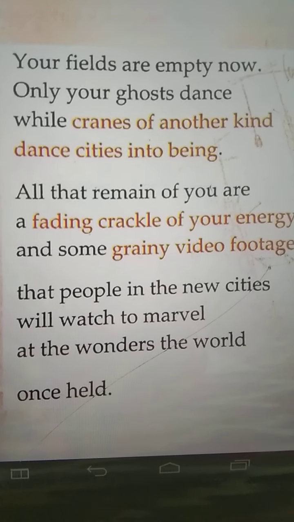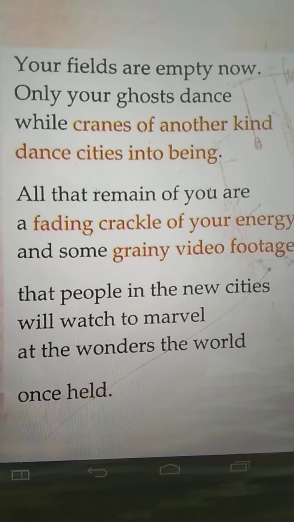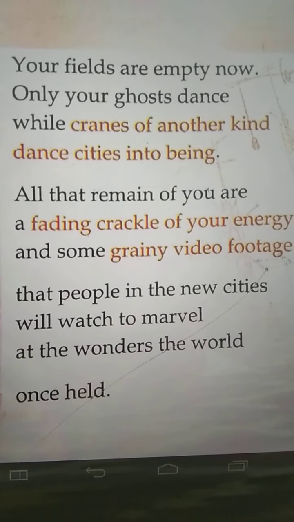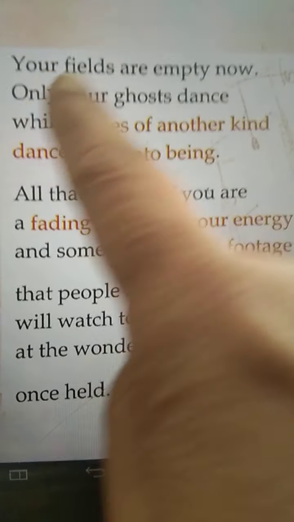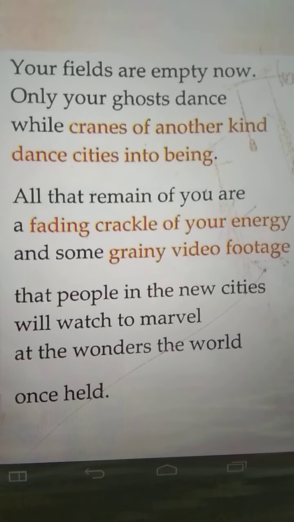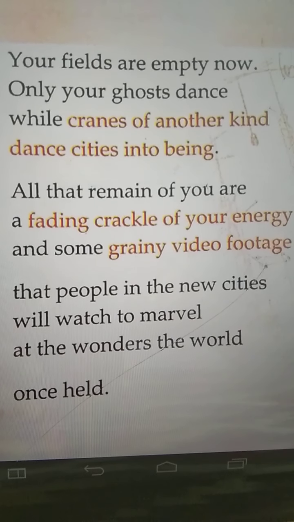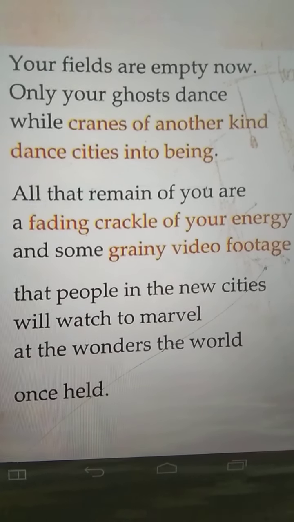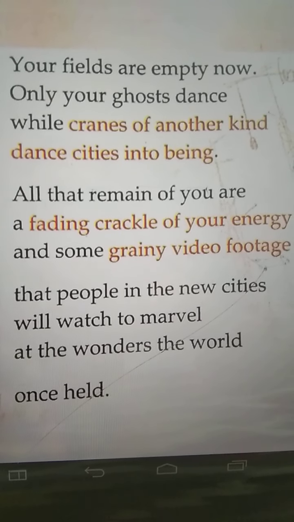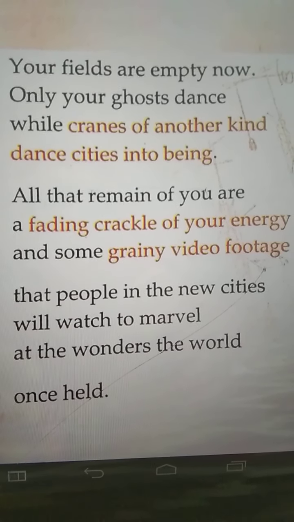Suppose here, who is being personified? Here the crane bird is being personified in the poem. Your fields are empty. Now your fields, who is the poet talking to? The poet is talking to the cranes, the birds. So can a person talk to a bird? Can a bird reply? No. So here the bird is being personified. So this is called personification.